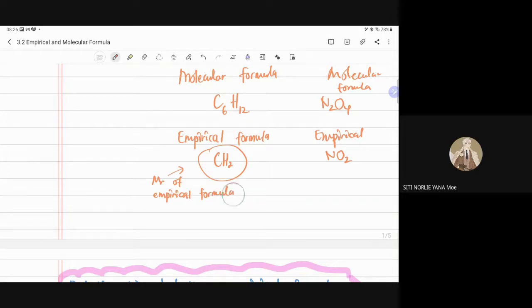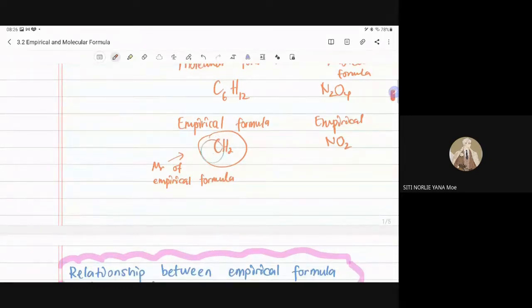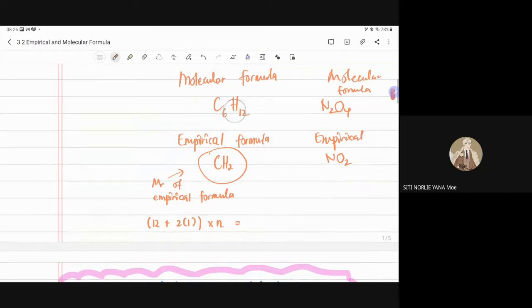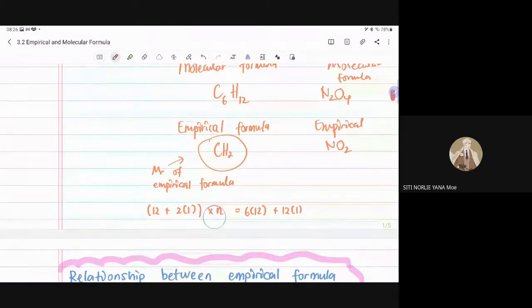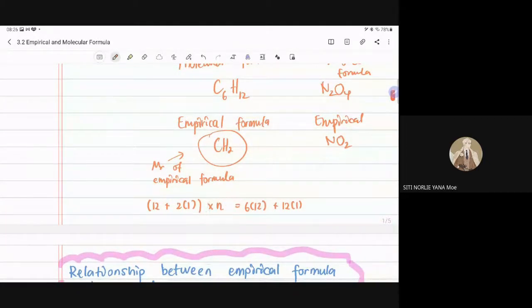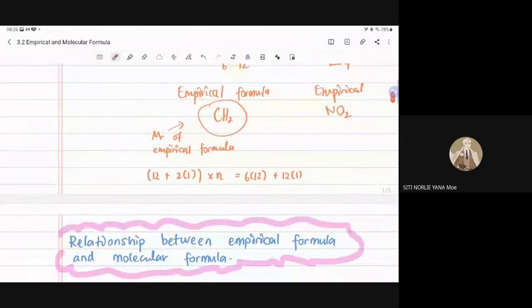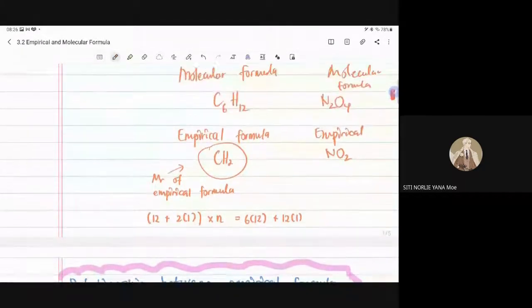Okay. Kalau kita kira MR dia, carbon adalah 12 molar mass dia. So 12 tambah dengan 2 darab dengan 1. Molar mass of hydrogen is 1. Kita multiply by N, kita akan dapat molar mass yang ini. 6 kali 12 tambah 12 kali 1. Itu adalah hubung kait dia. Dan kita boleh calculate N ini nanti. Dan kenapa kita nak calculate N nanti, kita akan gunakan dia untuk tentukan dia punya molecular formula.